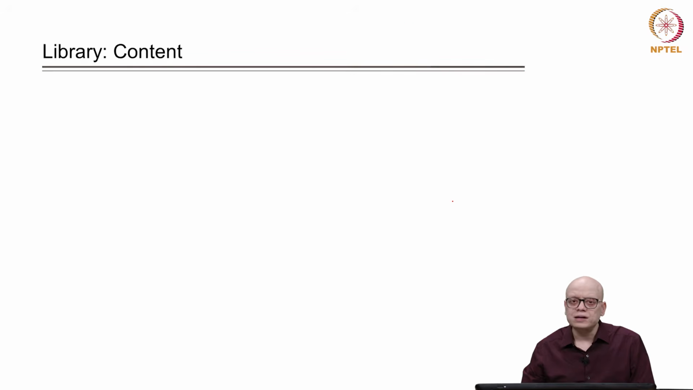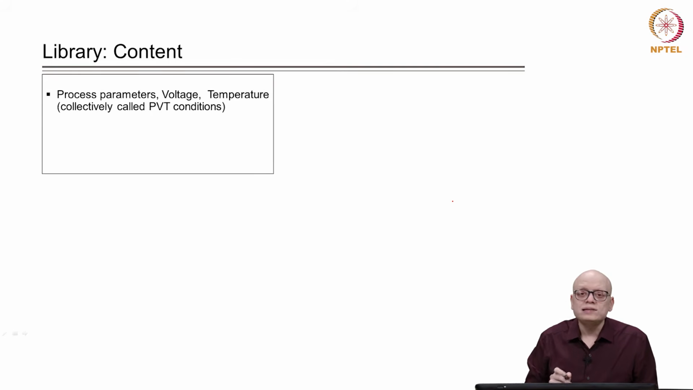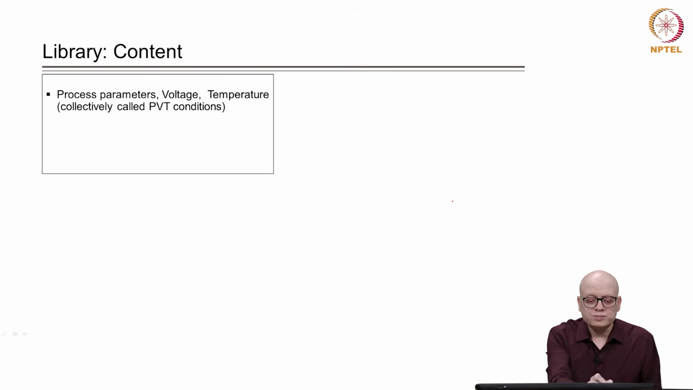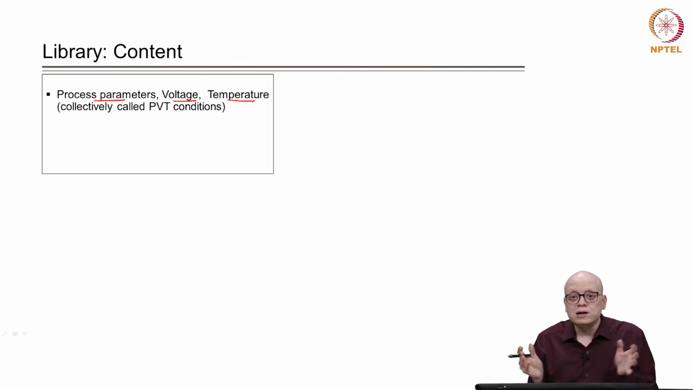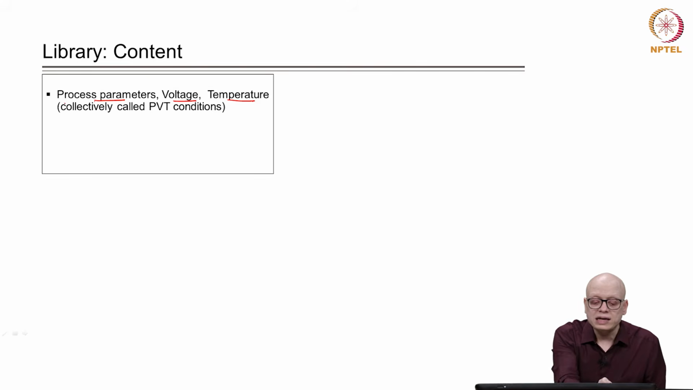Now, what does a library contain? Let us go into the library and understand what things are there in the library. It contains information of process parameters, voltage and temperatures, and these three parameters are basically clubbed together, and we call them PVT. Okay, so, PVT condition, right.